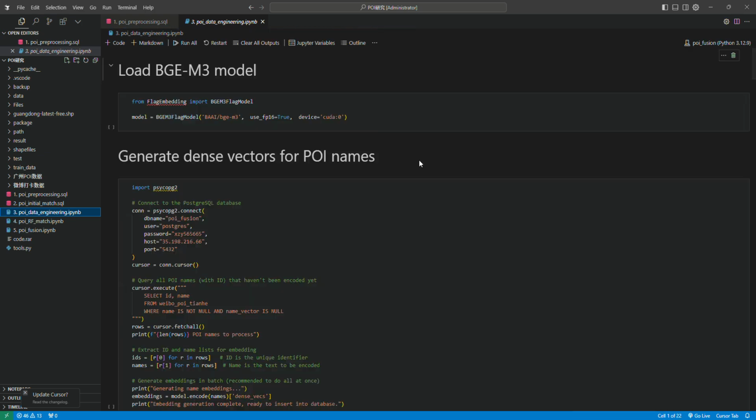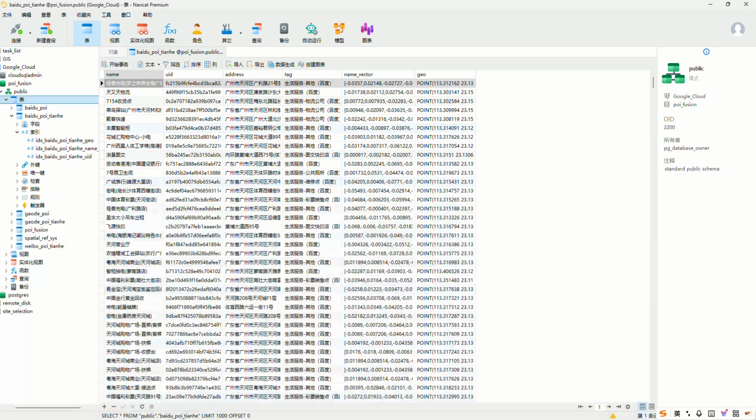And step 3, feature engineering. We begin by generating dense vectors for POI names using the pre-trained BGE-M3 model. These vectors capture semantic meaning and are stored in PostGIS. This step was done on Kaggle actually, due to the need for GPU resources. And in PostGIS, we can view the semantic vectors stored in the relevant column.